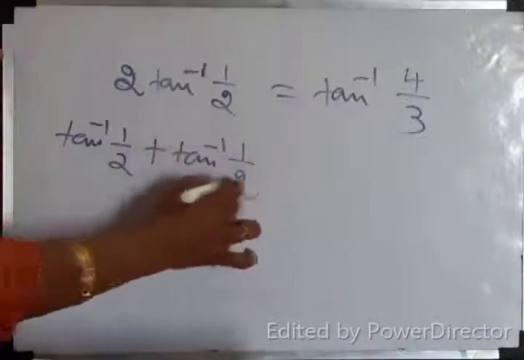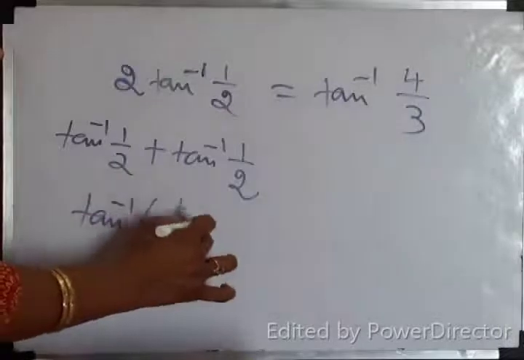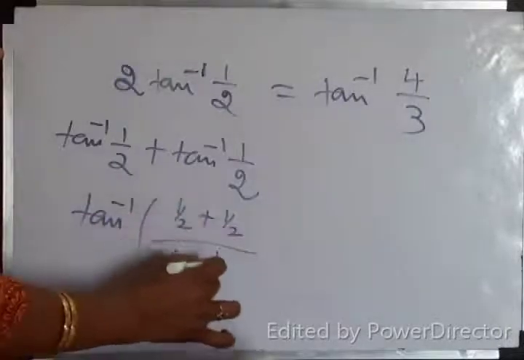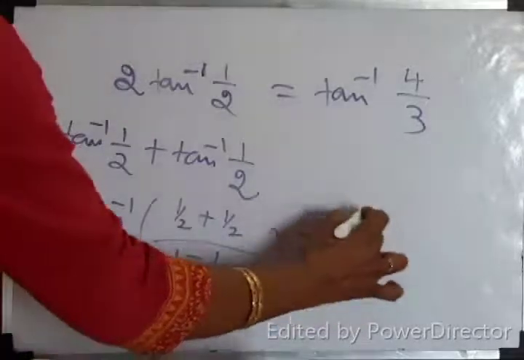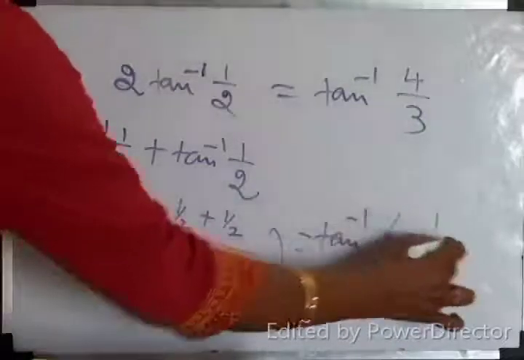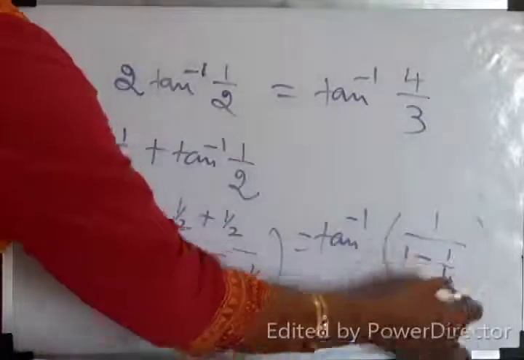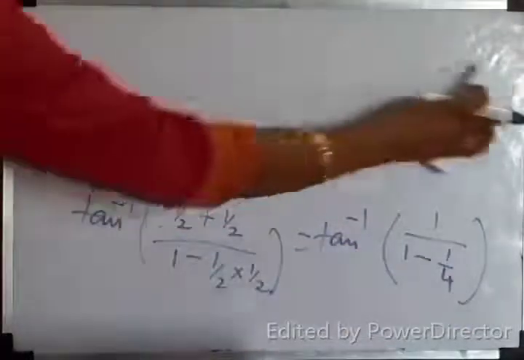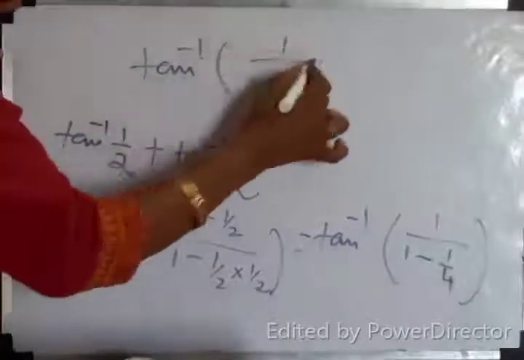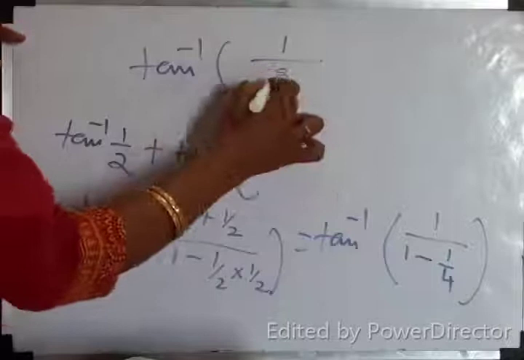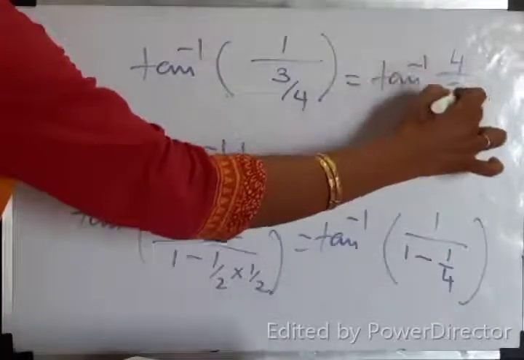2 times, left hand side. I can write tan inverse of (half plus half) by (1 minus half into half), which is equal to tan inverse of half plus half, 1, by 1 minus 1 by 4. What is 1 minus 1 by 4? 3 by 4. Tan inverse of 1 by 3 by 4, which is equal to tan inverse of 4 by 3. Hence proved.